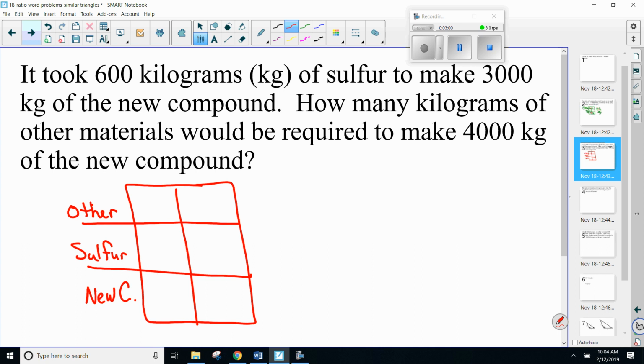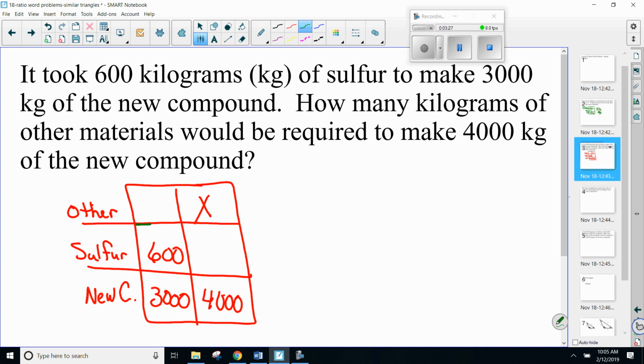Does that make sense? All right, so fill in the boxes. It took 600 kilograms of sulfur to make 3,000 kilograms of new compound. How many kilograms of other material would be required to make 4,000 kilograms of the new compound? So the information within the problem is filled in the boxes right now.